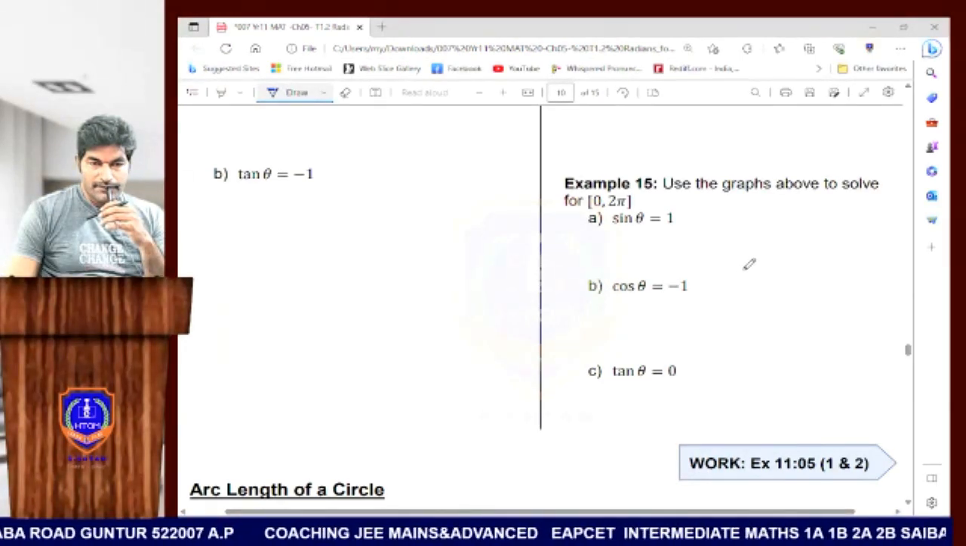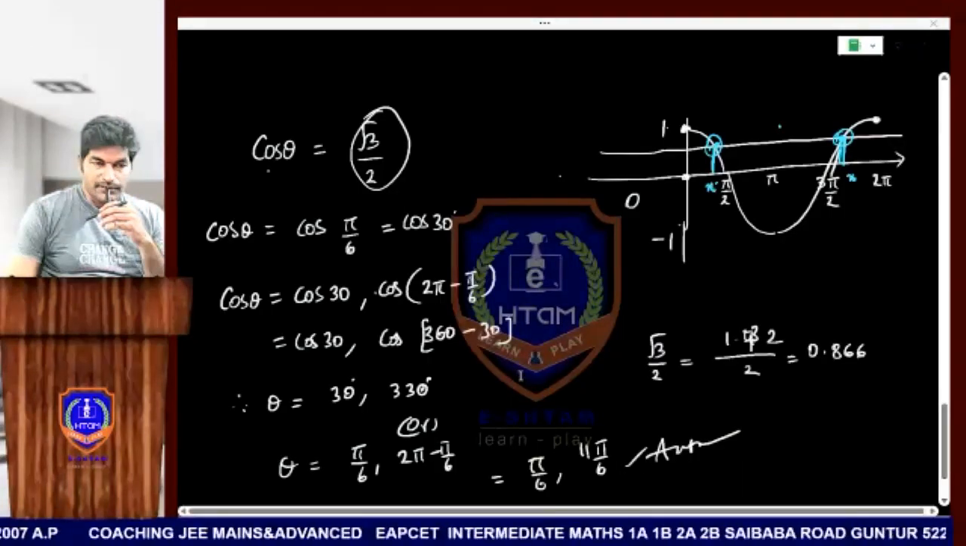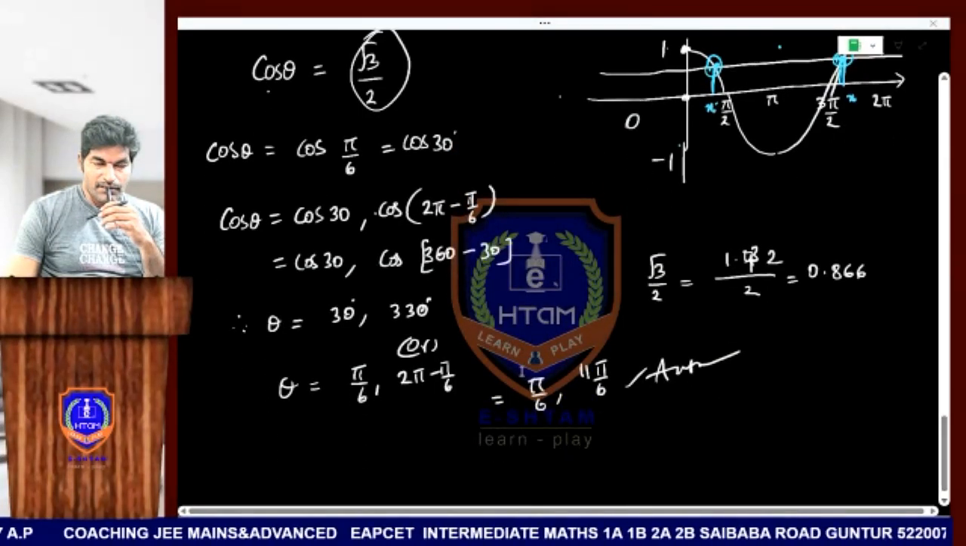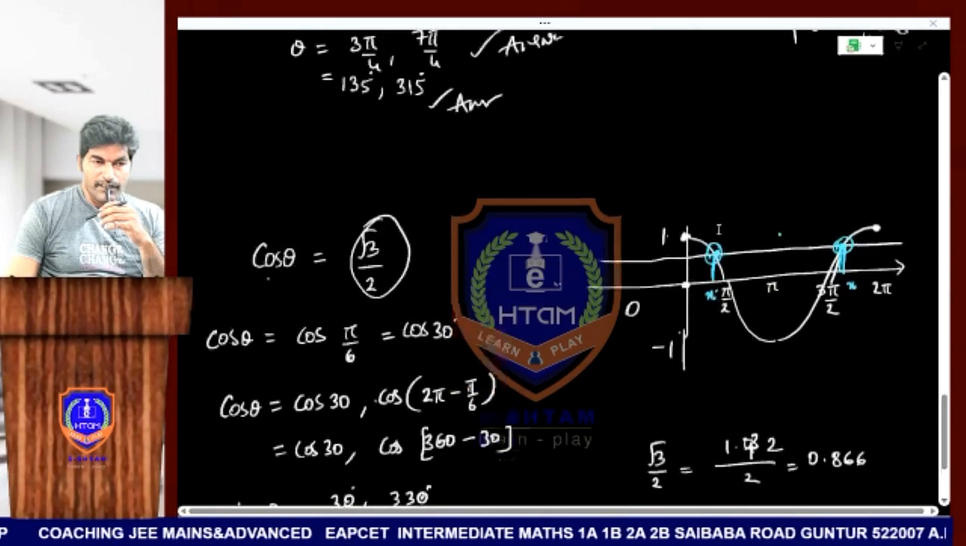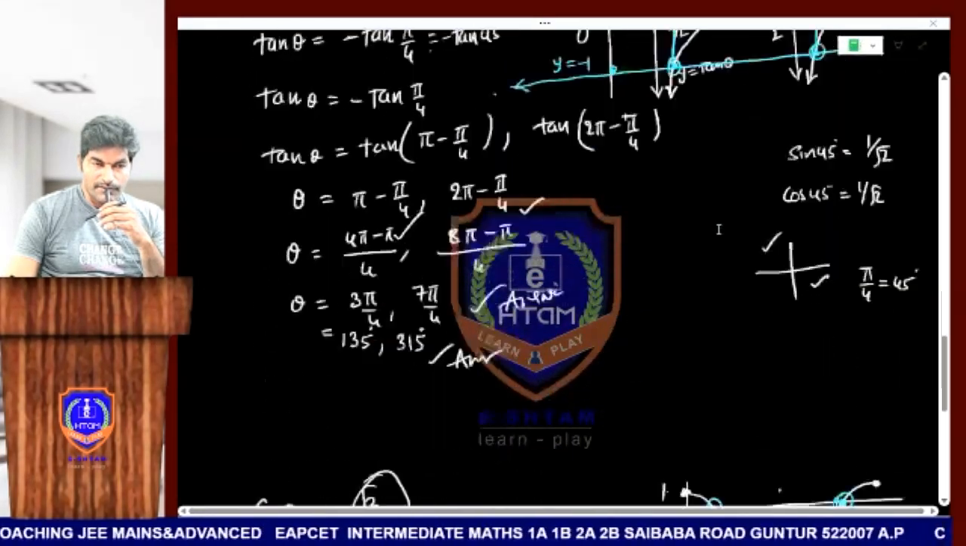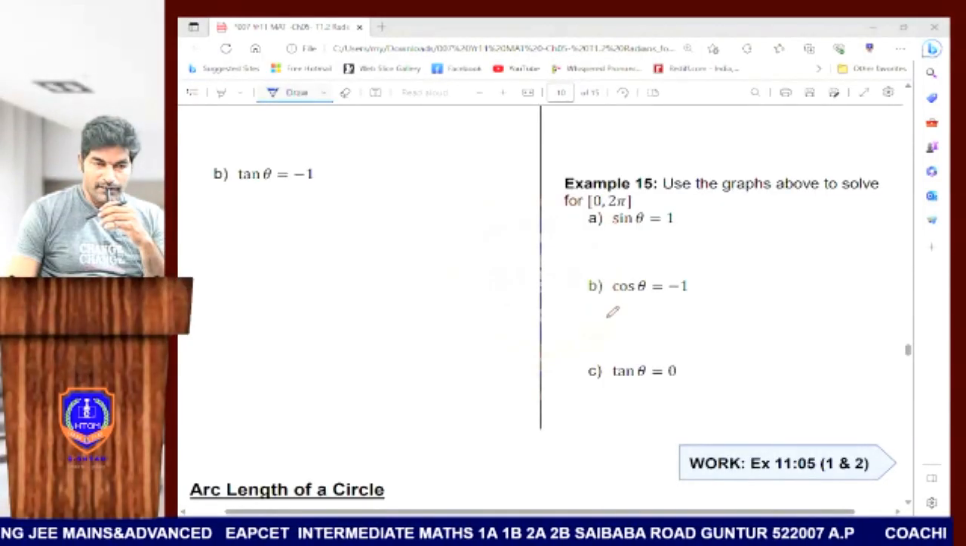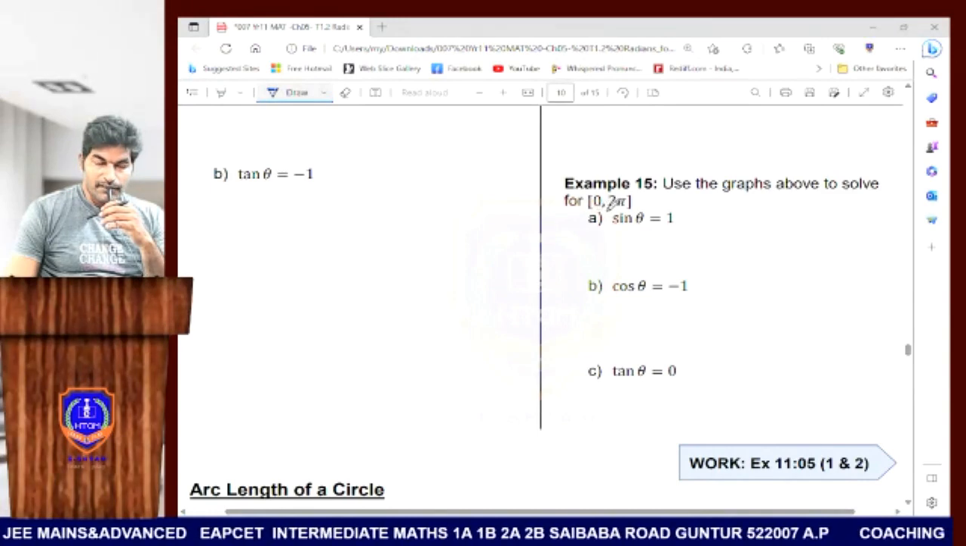Next, example 15. Use the graphs above to solve sin theta equal to 1, cos theta equal to minus 1, and tan theta equal to 0 from 0 to 2 pi. Do this question as I showed in the previous one. Actually, he is not asking to show the graph, but I showed how to solve these questions using the graph method also. Again, in this question, he is particularly asking to show it in the graph also, in the interval of 0 to 2 pi.